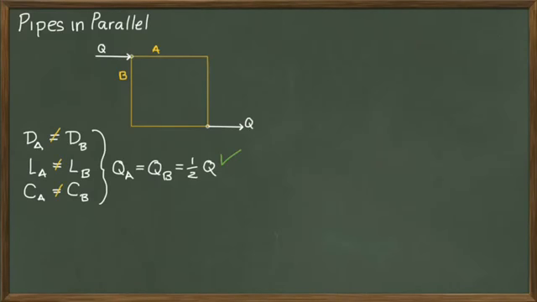However, it is more often the case that the diameter, length, and roughness of the pipeline are not the same. In this case, the flow rates in each pipe are not assumed to be equal, which means we need an approach to determine the flow rate in each pipe.